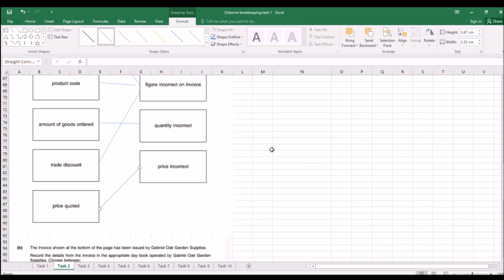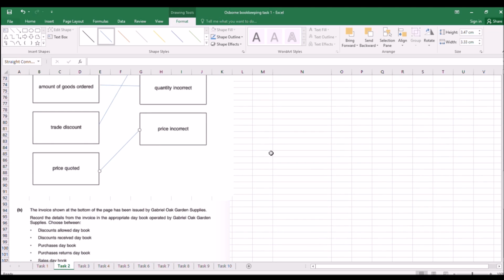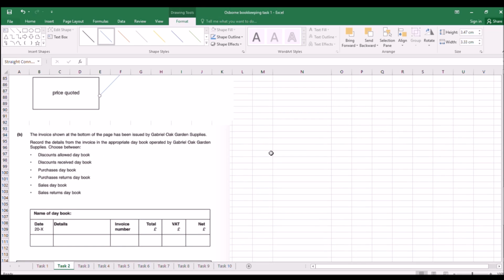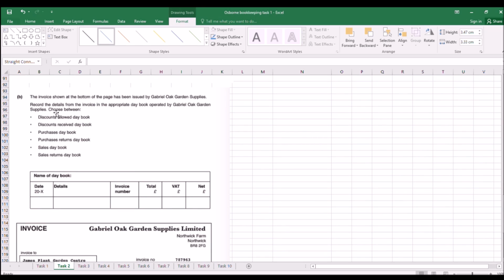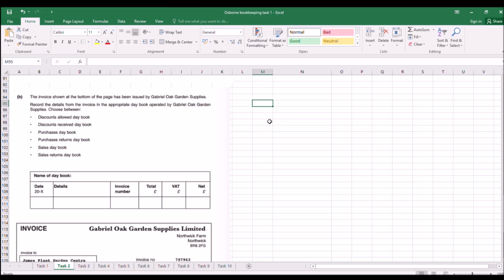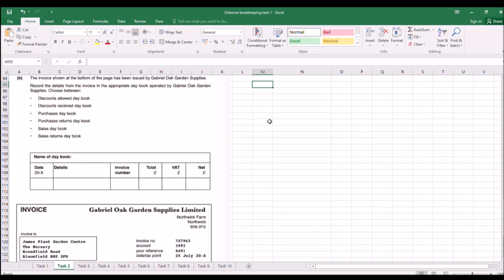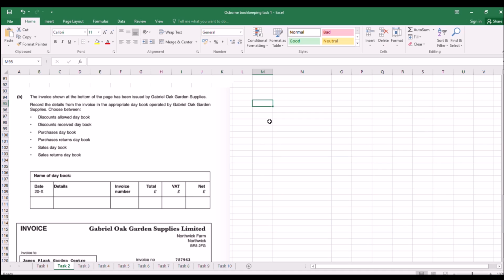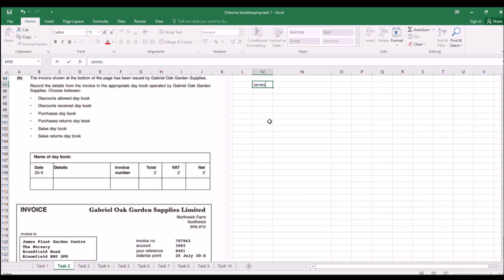Right. Where are we going now then? The invoice shown at the bottom of the page has been issued by Gabriel Oak Supplies. Record the details in the appropriate day book. Alright, so let's go back to this one here. So we had James Plant, and they're the customer.